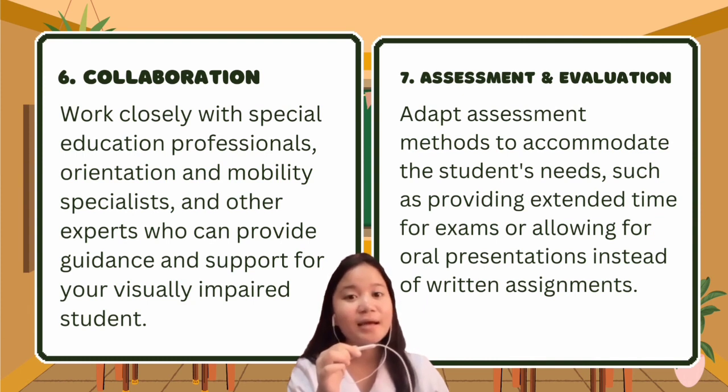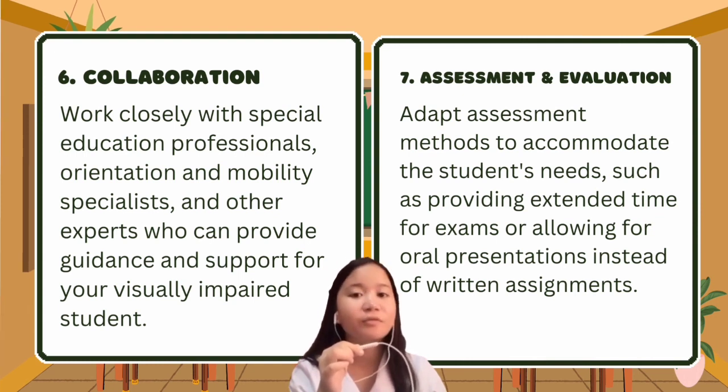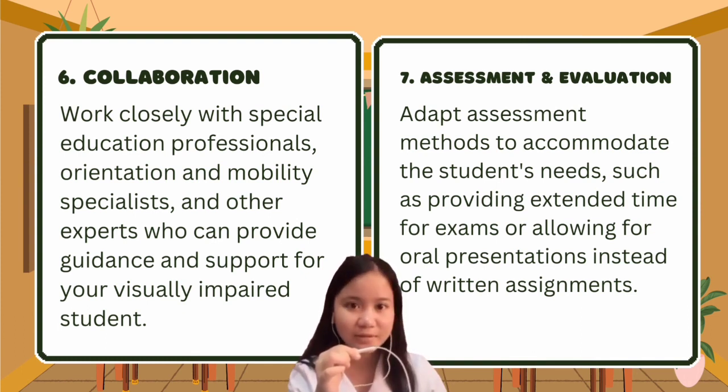Next is the assessment and evaluation. Adapt assessment and methods to accommodate what the students need, such as providing extended time for exams or allowing for oral presentations instead of written assignments. This assessment is conducted to determine the needs for services from a teacher of students with visual impairments and to determine the appropriate goals and level of support needed.